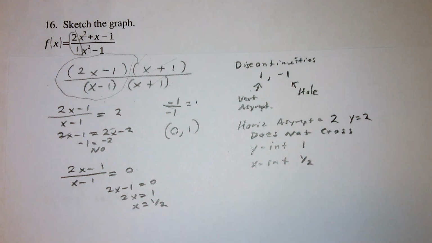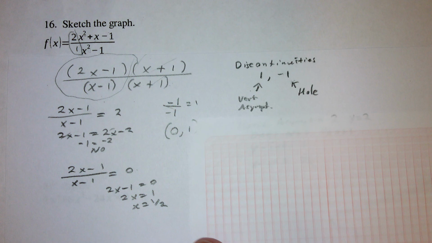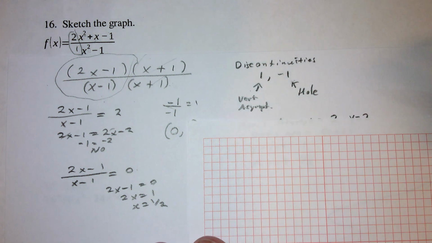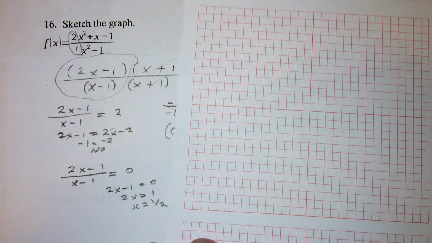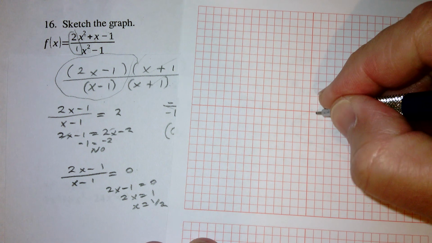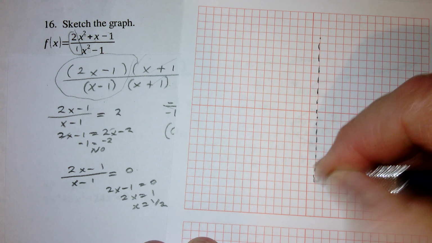Okay, I think now it's time to start putting what we've got onto a graph. Let's go ahead and do that here. So let's say we got a vertical asymptote at 1. What else do we got?